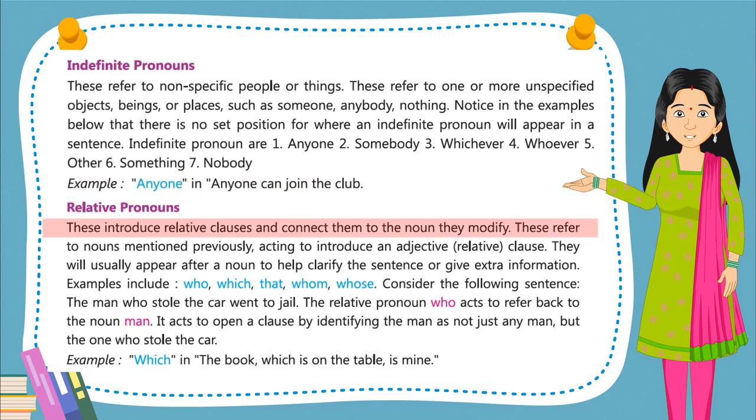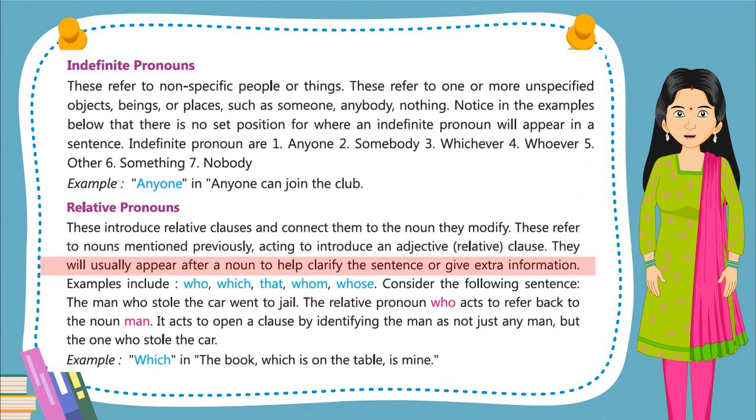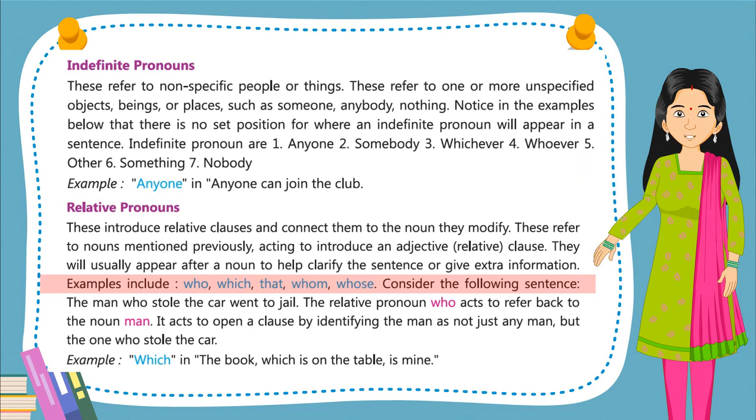Relative pronouns. These introduce relative clauses and connect them to the noun they modify. These refer to nouns mentioned previously, acting to introduce an adjective or relative clause. They will usually appear after a noun to help clarify the sentence or give extra information. Examples include who, which, that, whom, whose.